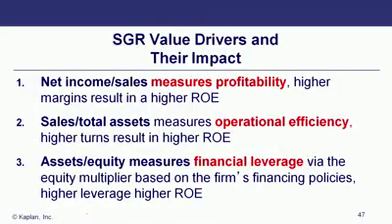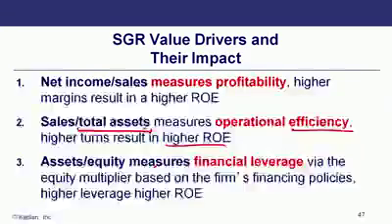Well, we've just seen from DuPont to get to ROE: margin, asset turnover, and multiplier, financial leverage. Margin is profitability, higher margins, higher ROE. Sales over total assets, that's efficiency. Given the asset base that you've employed, what is the volume of sales you generate? So a higher sales to total assets, a higher asset turnover, higher ROE.